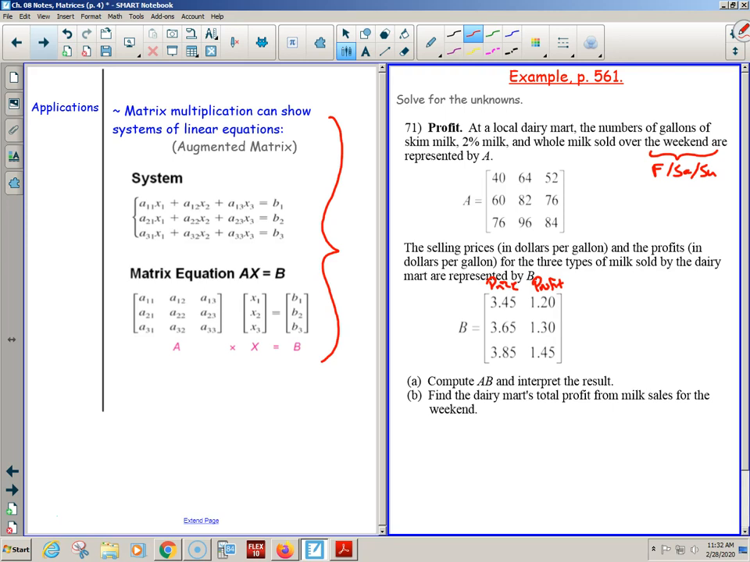For the 3 types of milk, how can I label my columns? Sorry, my rows. How can I label my rows then? Skim. 2%.